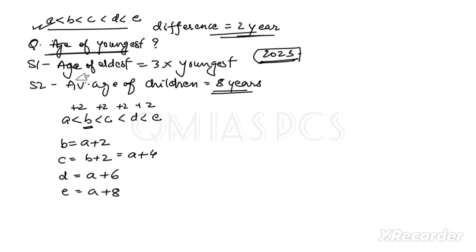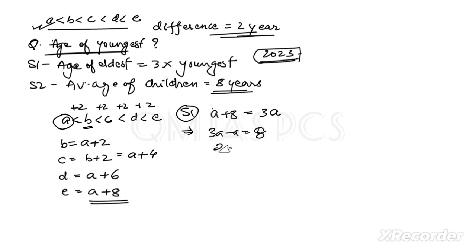Now we can apply any statement. We can start from any statement. Following statement 1, the age of the eldest is equal to 3 times the youngest, which is A. So we write A plus 8 is equal to 3 times A. It is simple to solve. Take A to the right side, so 3A minus A is equal to 8, so 2A is equal to 8, so A is equal to 4. Is it clear? So we get the answer: the age of the youngest is 4 years.